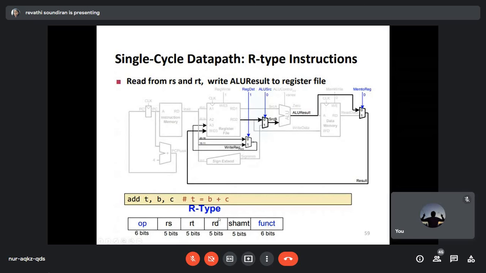So what happens here is that first you have to understand what data has to be read. First we have to read the data from your RS and RT, and you have to write the ALU value into your register RD. So that is the operation. Functionally, when you look at this, you are writing from memory to the register.